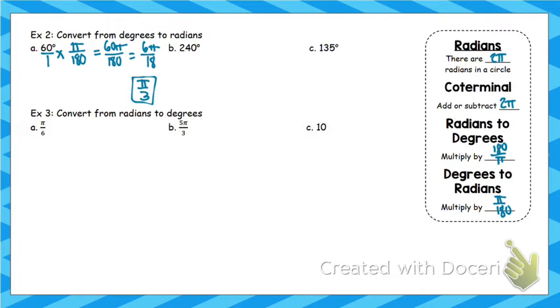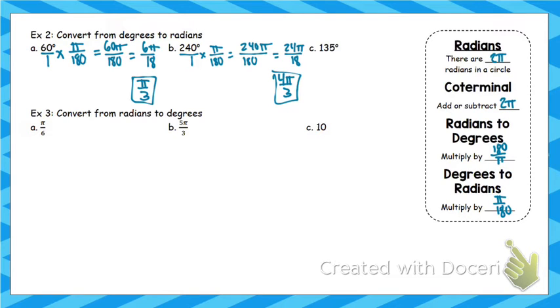All right, let's go with 240. That's 240 over 1. We're going to multiply by pi over 180, and then we're going to simplify our fraction. So I can get rid of those zeros. Those are both divisible by 6, and I end up with 4 pi over 3.